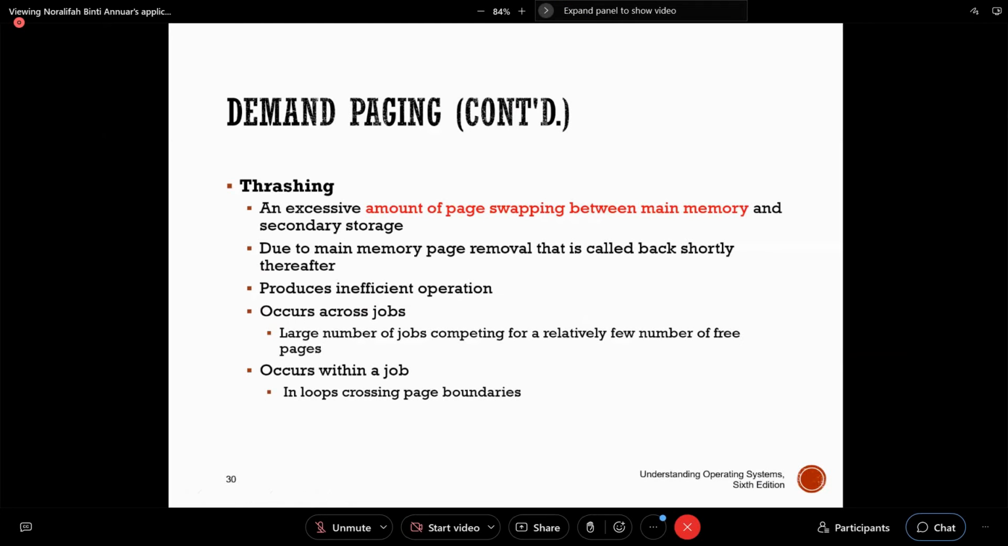Thrashing maksudnya adalah excessive amount of page swapping between main memory and secondary. Maksudnya terlampau swap in out is too frequent. Dipanggil thrashing, is not efficient. Due to main memory page removal that is called back shortly thereafter. Lepas dipanggil, di swap out, di swap in, di swap out, swap in. So dipanggil thrashing. Dan you akan tengok ratio dia lah.